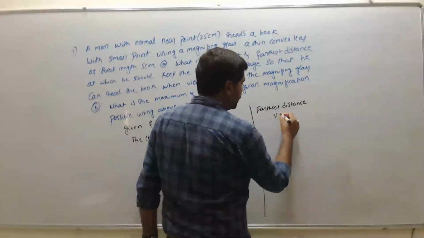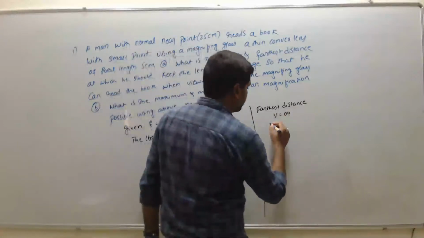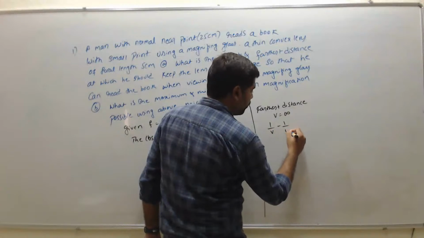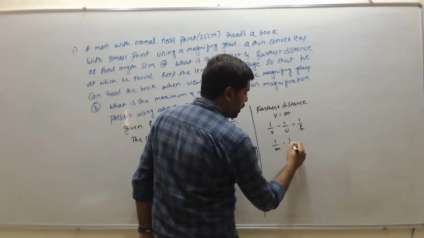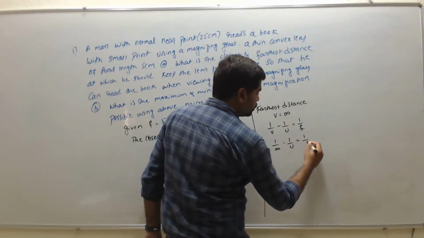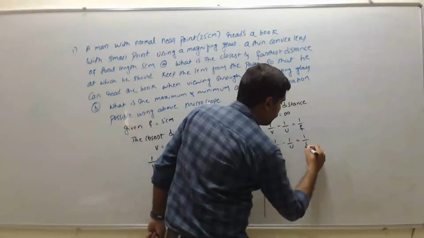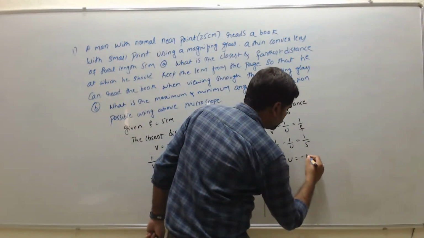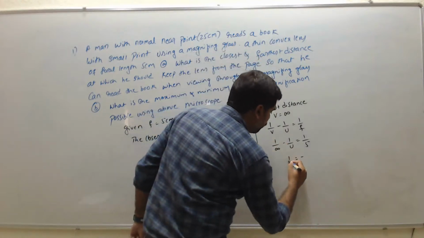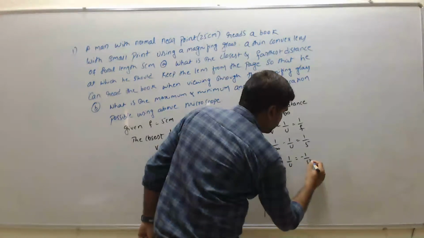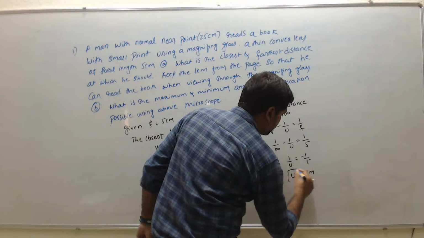Farthest distance v is equal to infinity. So all are remaining same, that is 1 by v minus 1 by u equals 1 by f, that is 1 by infinity minus 1 by u equals 1 by f. The focal length f is 5, so 1 by infinity is 0, and 1 by u is equal to minus 1 by 5, that is u is equal to minus 5 centimeter.